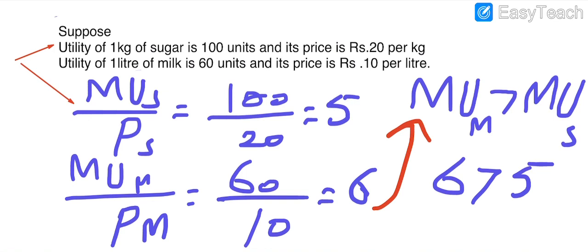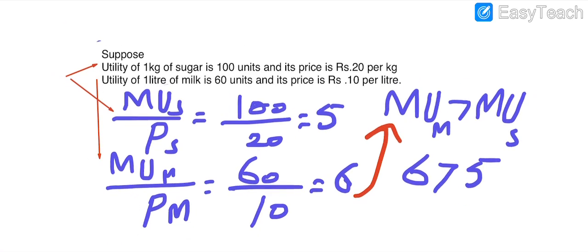Then, utility of 1 liter of milk is 60 units and its price is 10 rupees per liter. It means 60 divided by 10. What will be the solution? Equal to 6. If we do the comparison, you see here that marginal utility of milk is greater than marginal utility of sugar. Why is it so? Because 6 is greater than 5.